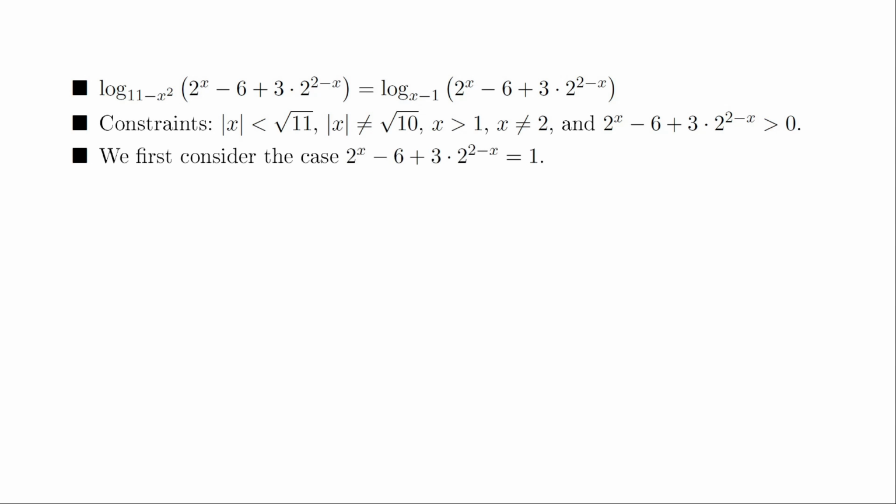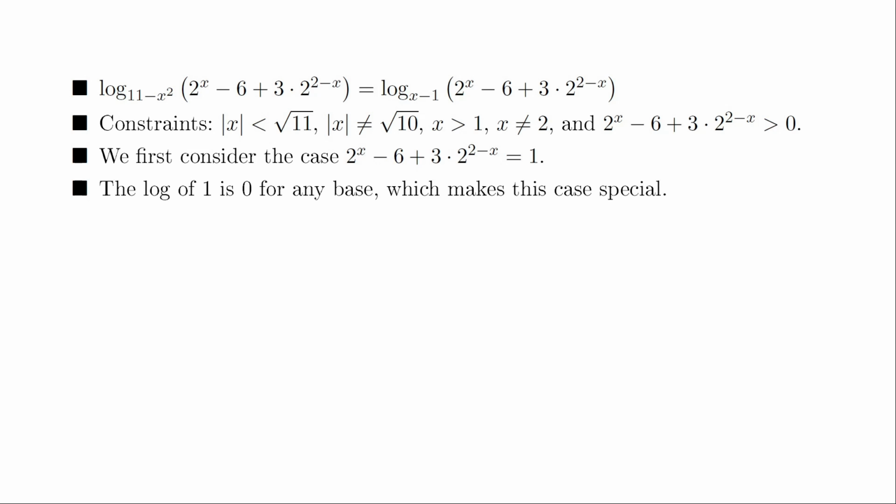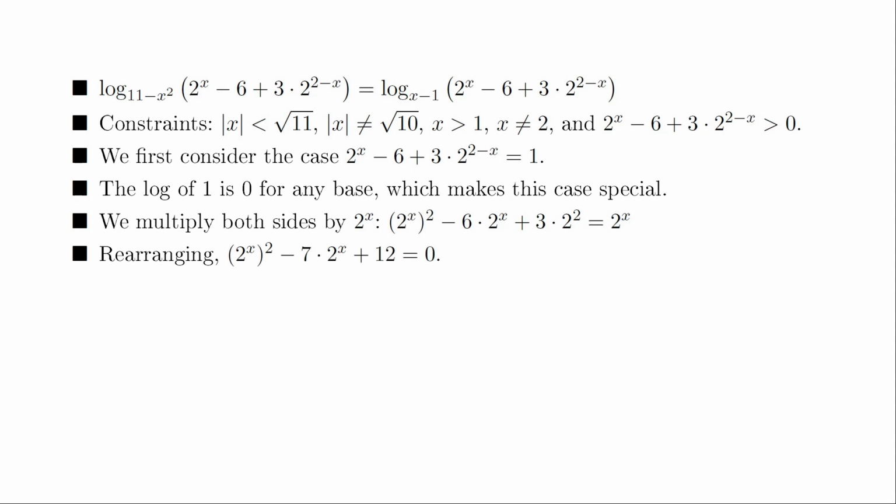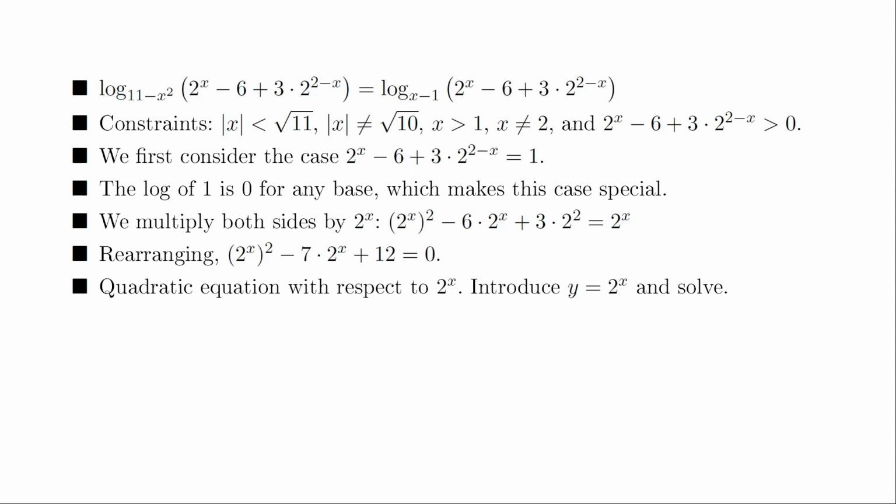We first consider the case when the function under the logs is equal to 1. The log of 1 equals 0 for any base, which makes this case special. We first multiply both sides of the equation by 2 to the power x, which leads to the following. Rearranging, we get 2 to the power x squared minus 7 times 2 to the power x plus 12 equals 0. This is a quadratic equation with respect to 2 to the power x.